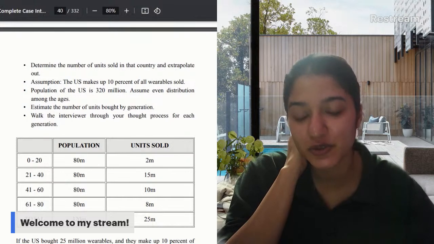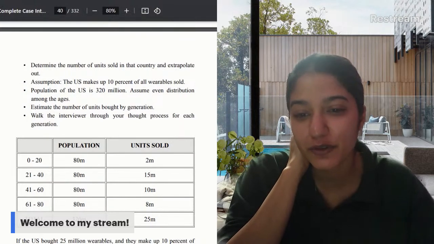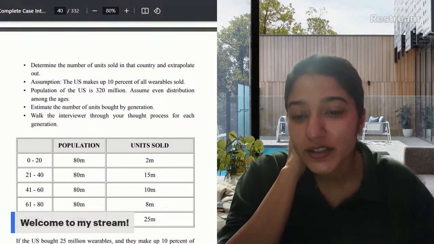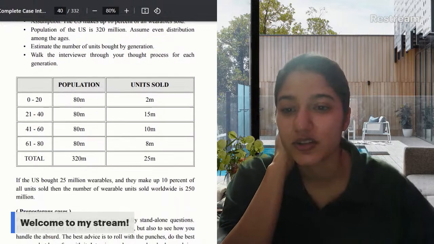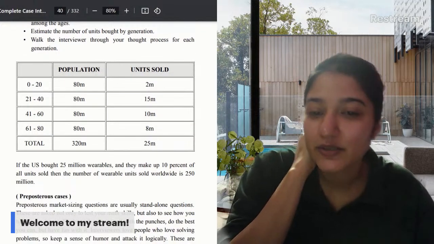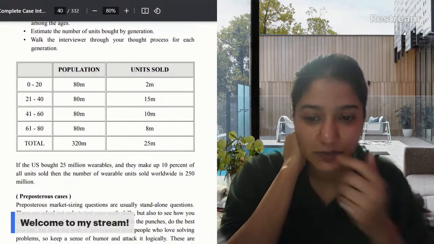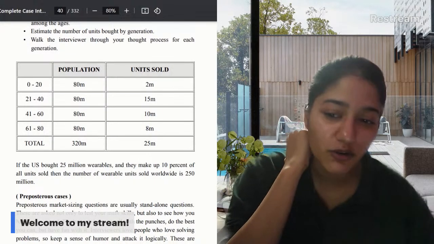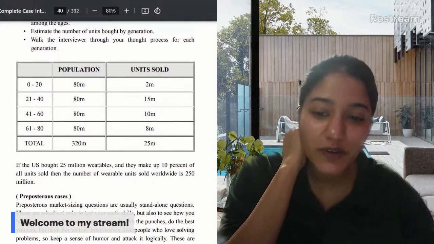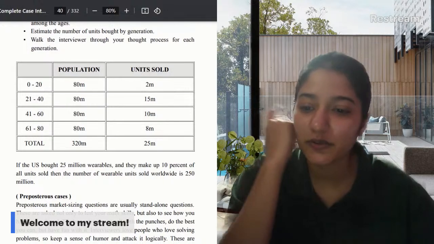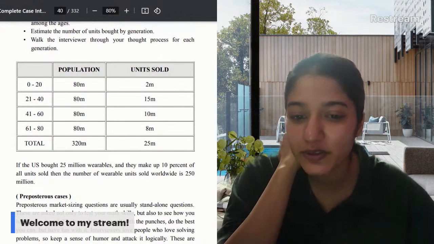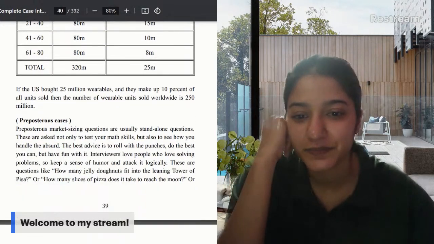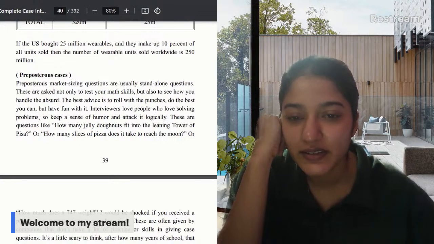Assume even distribution among the ages. Estimate the number of units bought by generation. Walk the interviewer through your thought process for each generation. Population 0 to 20, 80 million, units sold 2 million, this and that. We have the table total of 320 million population and units being sold as 25 million across all the ages. If the US bought 25 million wearables that make up 10% of all units sold, then the number of wearable units sold worldwide is 250 million. Right?